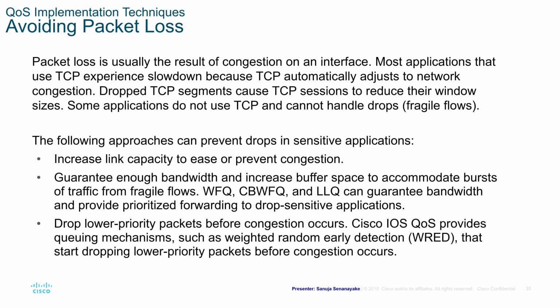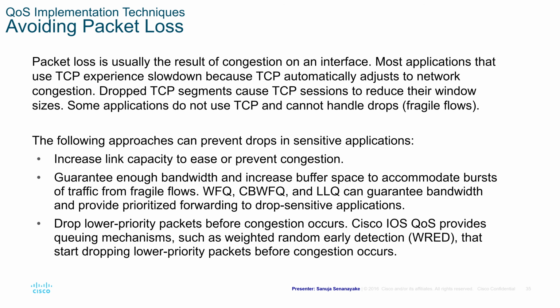Avoiding packet loss. Packet loss is usually the result of congestion on an interface. Most applications that use TCP experience slowdown because TCP automatically adjusts to the network congestion. Remember, TCP is typically guaranteed delivery compared to UDP, right? Dropped TCP segments cause TCP sessions to reduce their window sizes. Some applications do not use TCP and cannot handle dropped packets. Basically, those are very fragile flows. So the following approaches can prevent drops in sensitive applications.